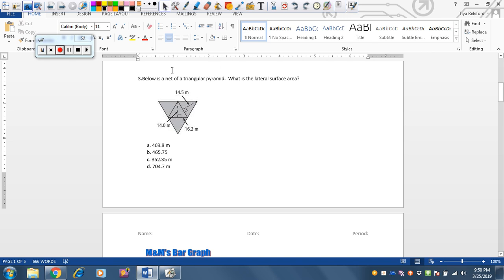Number 3 says below is a net of a triangular pyramid. Highlight that word, or both words. What is the lateral surface area? This word says you're finding area. So your formula better start with A. Now if it's lateral, it means just the sides. So in your head you have to fold this baby up and turn it back into a triangular pyramid. So the sides of this, if I fold it up, this bottom stays on the bottom, and these are the sides that move up.